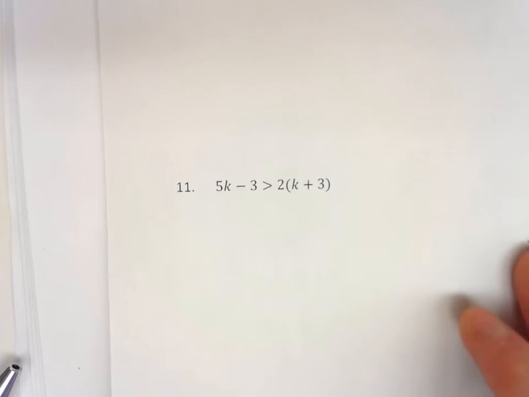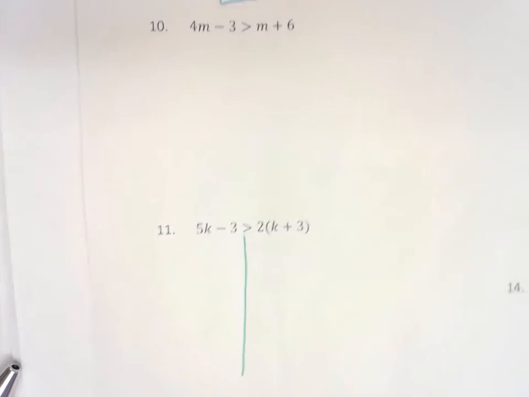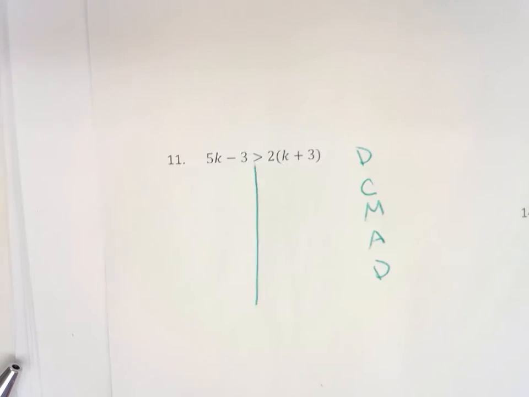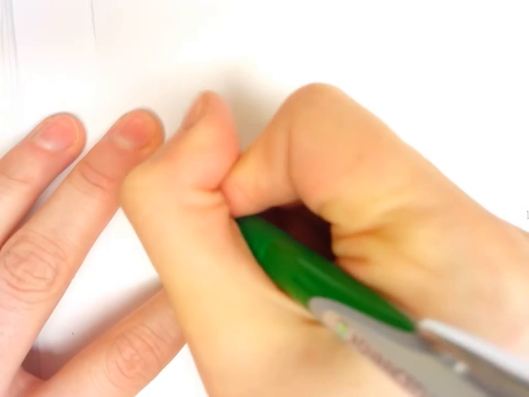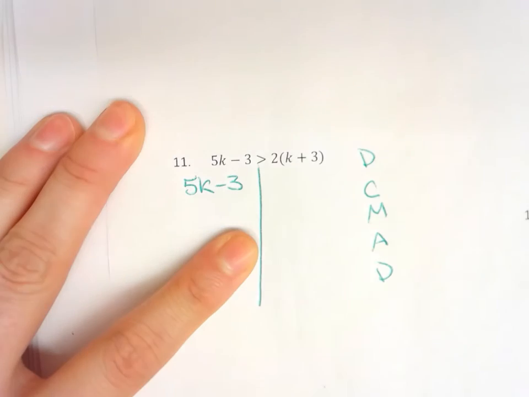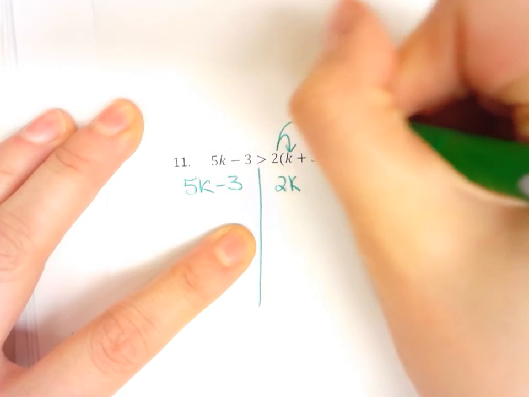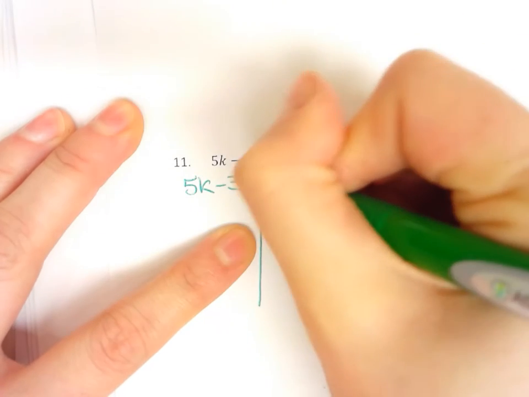Let's get some more practice. Draw in your line through the inequality sign. So, don't call me after dark. The first D stands for distribute. I don't have to distribute anything on the left, but on the right, 2 times 1k is 2k, and 2 times positive 3 is positive 6.